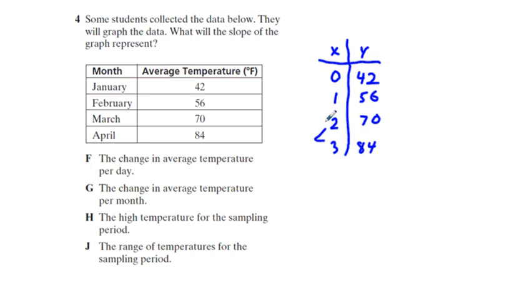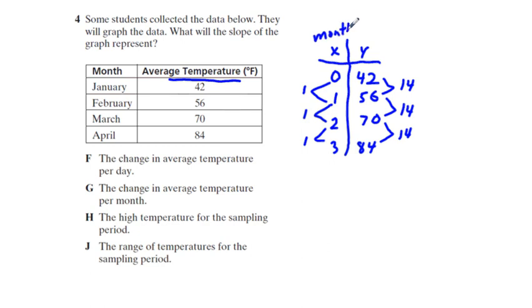And then obviously on the left here, all these are going up by 1 each. And on the right, we have 56 minus 42, which is 14. We have for here 70 minus 56, which is 14. And we have 84 minus 70, which is 14. So what will the slope of the graph represent? Well, it would be the change in average temperature per month. X would represent the month. So change in average temperature per month.